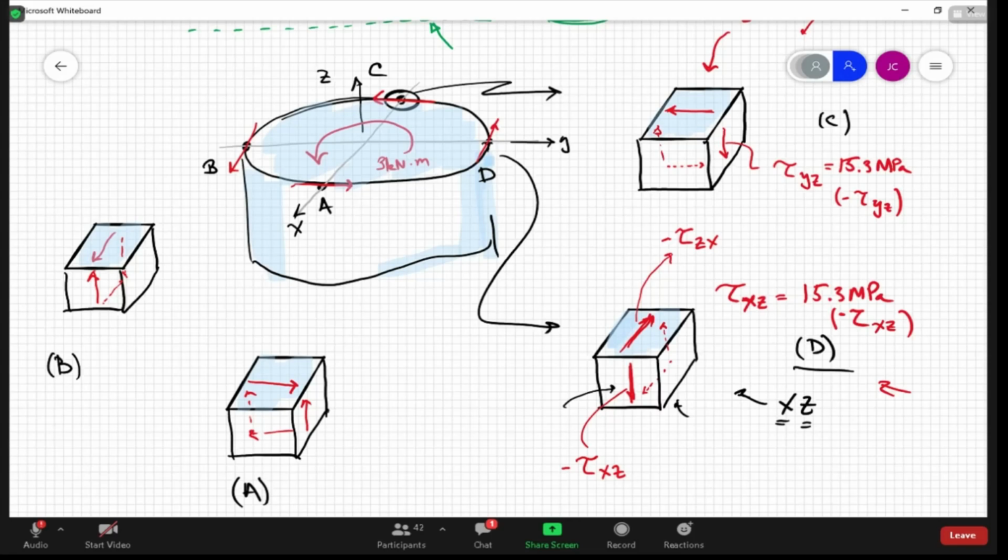All right. So here's how I check. Let's look at this one right here. This one acting on that face. That is a face whose normal direction is in the positive Z direction. So that means the positive direction for the ZX traction has to be in the positive X direction. But what I drew here is actually in the negative X direction. So it's a negative component. Does that make sense?